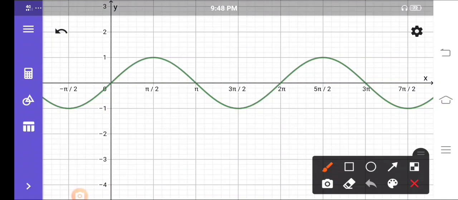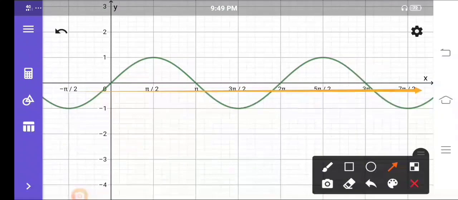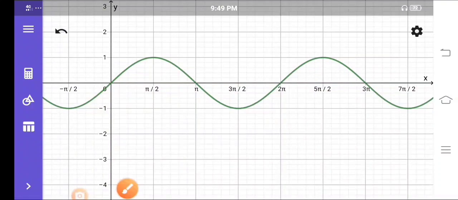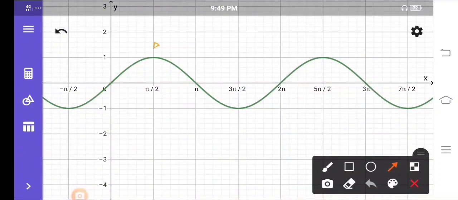How about the domain? The domain is from negative infinity to positive infinity. So the graph extends from negative infinity to positive infinity, while the range is from negative 1 to 1. The maximum value is 1. The minimum value is negative 1.